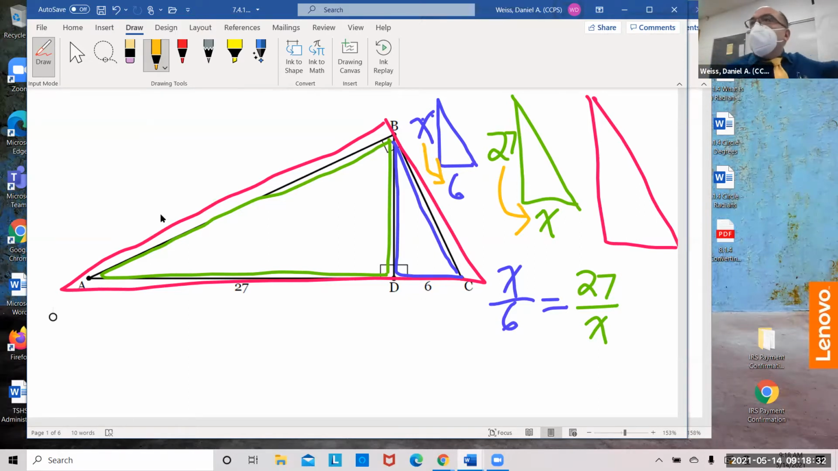You guys seeing that screen okay? Can you see that okay on the screen? Okay. All right. Long leg to short leg equals long leg to short leg.